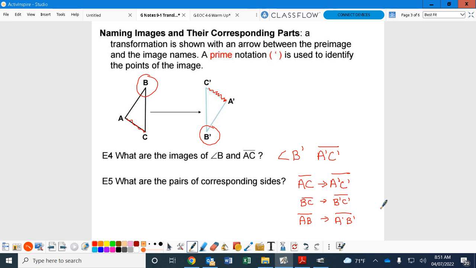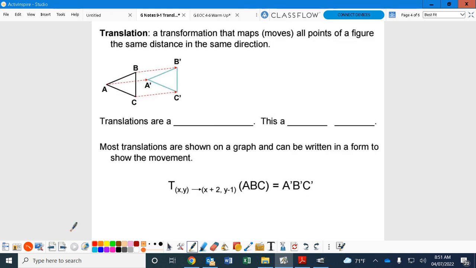Okay. Questions, concerns, anything before we go on? Okay. Translations. This is the one we're doing. This is the only one we're doing today. We do one at a time. Basically, it's a slide, guys. Go ahead and write that out here. That's all we're really doing, is sliding something around. We're not lifting it up, we're not flipping it, we're not rotating it. It is staying in its exact position. We're just sliding it up, sliding it down, sliding it left, sliding it right, sliding it diagonal. All we're doing is sliding it.